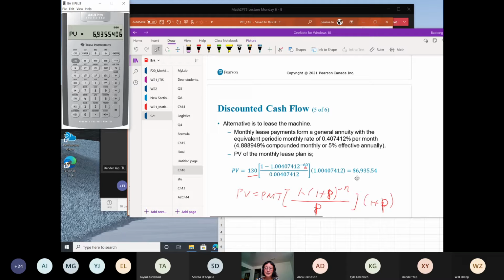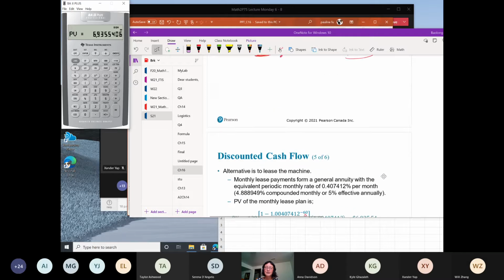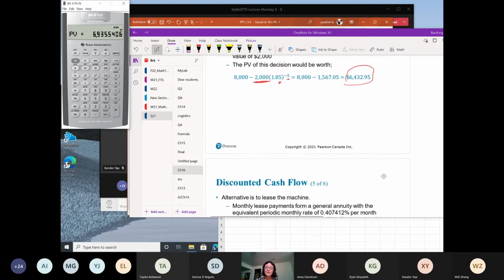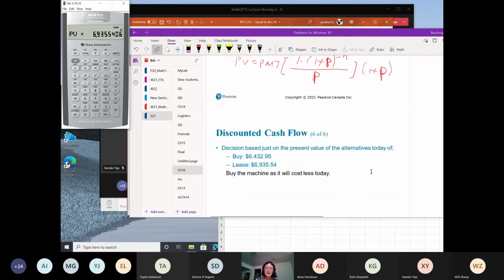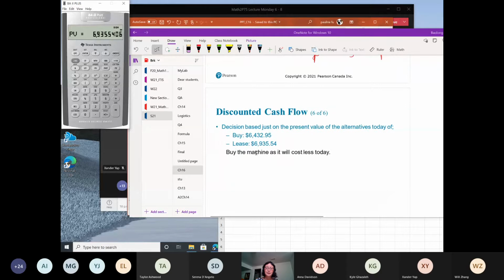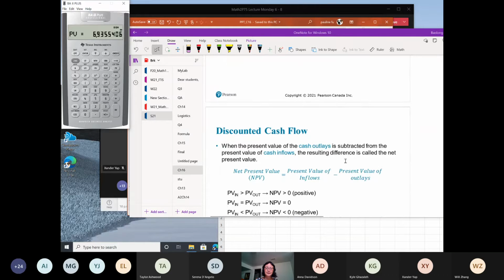So if you lease the machine, this is the present value. If you buy the machine, this is the present value. So which one would you prefer? You should buy the machine, because this number is less than this number here. Any questions? So buying the machine costs less. That is the conclusion.